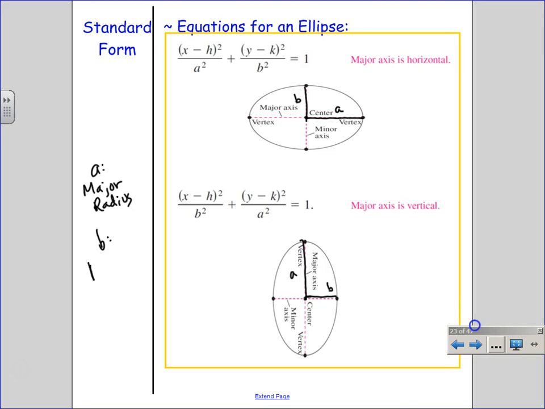And B is what we call the minor radius. The major is the biggest the radius can go. The minor is the smallest the radius can go. But do you guys see how I measured up who was horizontal, who was vertical? You're looking to see what's it under. Is it under the x minus h squared or under the y minus k squared?